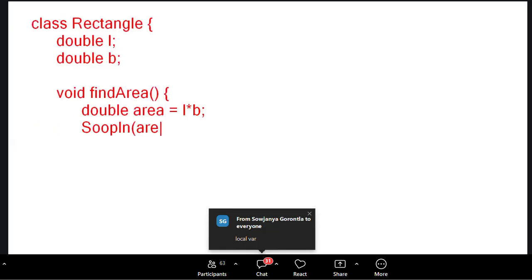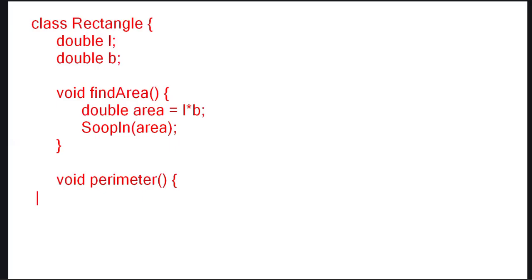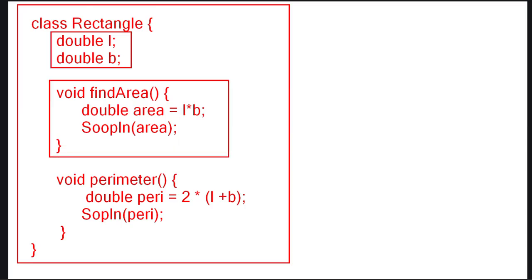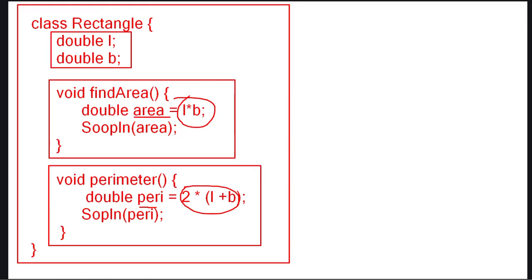System.out.println area. Close this method. Next, void perimeter. Double perimeter equal to, what is the formula? 2 into L plus B. Close this method. And write System.out.println perimeter. Close this. And tell me now, what is this program? Now I want to store rectangle values in class level variables. I want to store operation results in local variables.